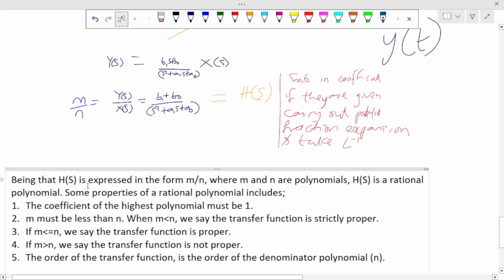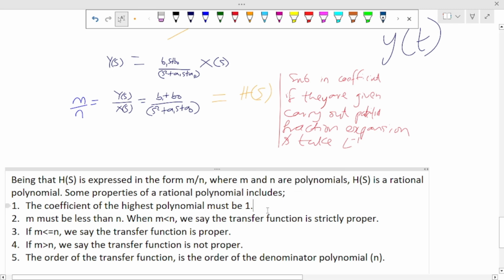With that being said, let us consider some properties of rational polynomials, because we have just established that H of s, the transfer function, is a rational polynomial. So what are the properties of a rational polynomial? Knowing the properties of a rational polynomial is knowing the properties of H of s.